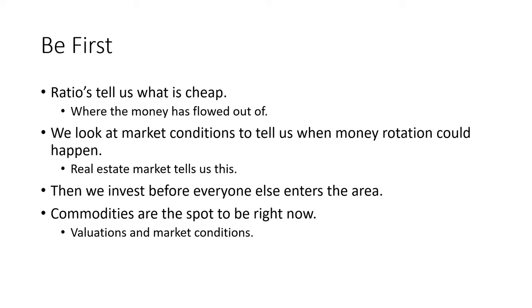Ratios tell us what is cheap and where the money has flowed out of. So if the ratio is cheap, money's already flowed out of that asset. It's flowed to something else, and we can tell that through ratios.